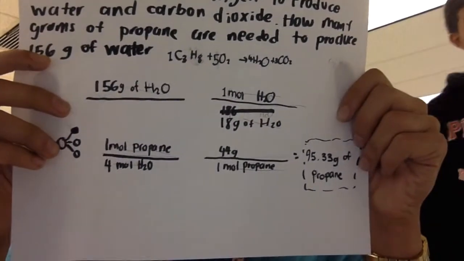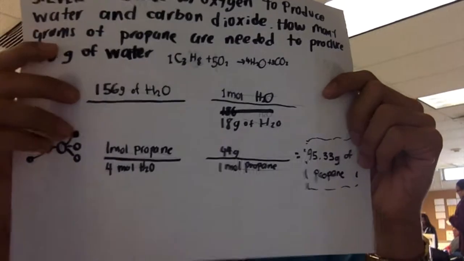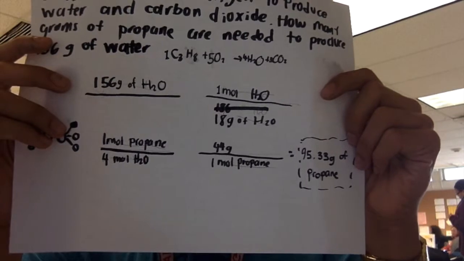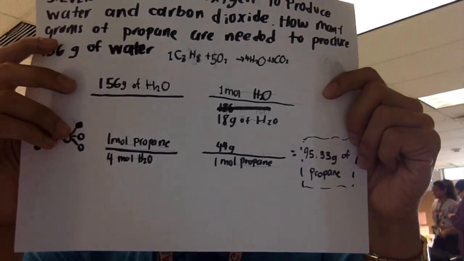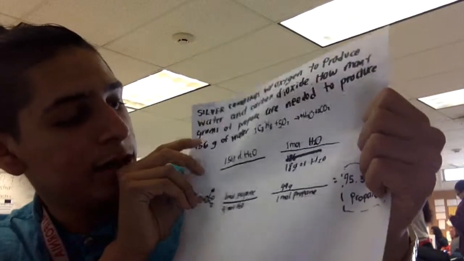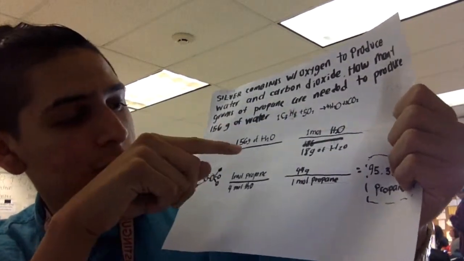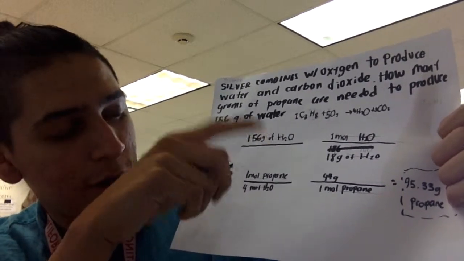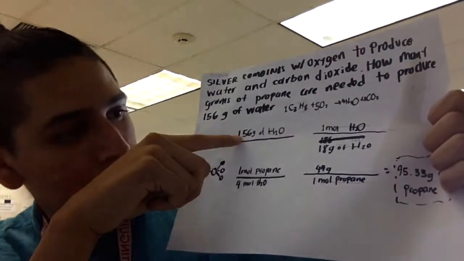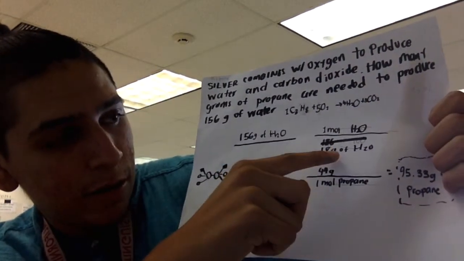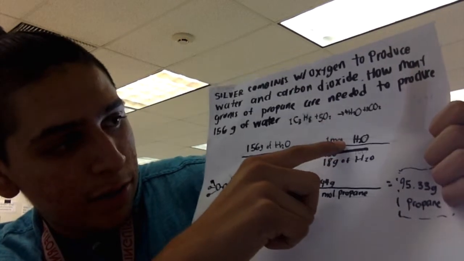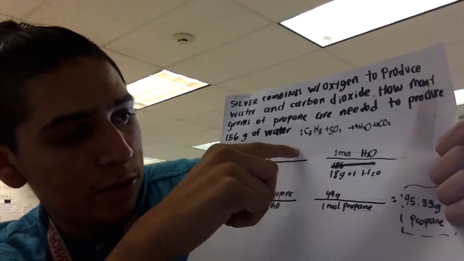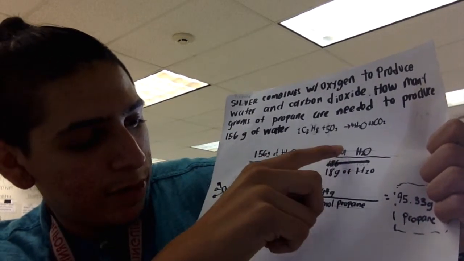Okay, so I did number 10, and number 10 stated that propane, C3H8, combines with oxygen to produce water and carbon dioxide. How many grams of propane are needed to produce 156 grams of water? Now the first thing I did was I got the given, 156 grams of H2O, and I put it right here. And a strategy that most people do, and you're supposed to do, is bring the unit grams down, directly down, right here, and you put the basic of what you're trying to get, 1 mole H2O, and you multiply it across. And the same rule applies.